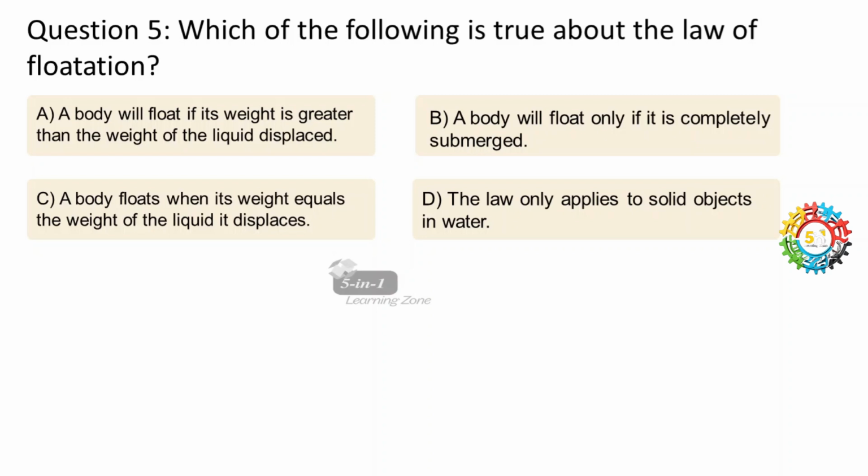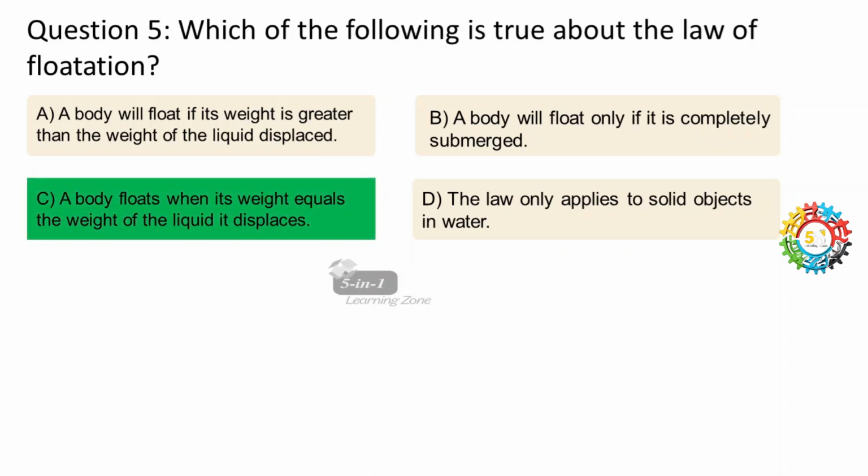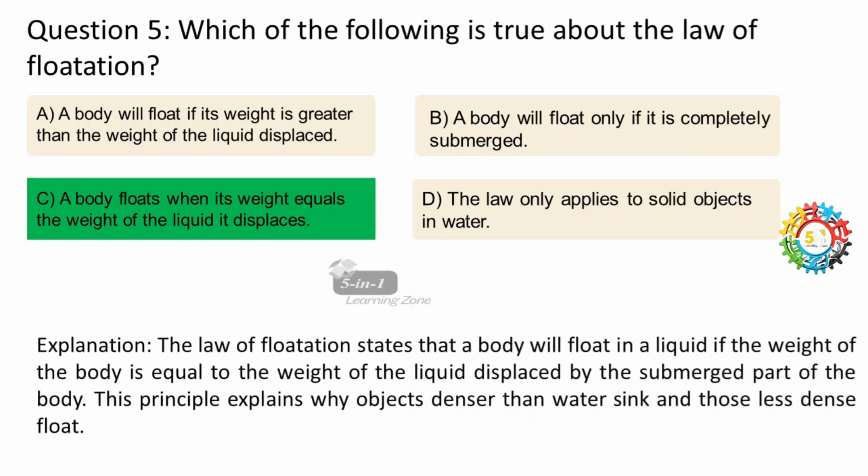5. Which of the following is true about the law of flotation? Answer: C. A body floats when its weight equals the weight of the liquid it displaces. Explanation: the law of flotation states that a body will float in a liquid if the weight of the body is equal to the weight of the liquid displaced by the submerged part of the body. This principle explains why objects denser than water sink and those less dense float.